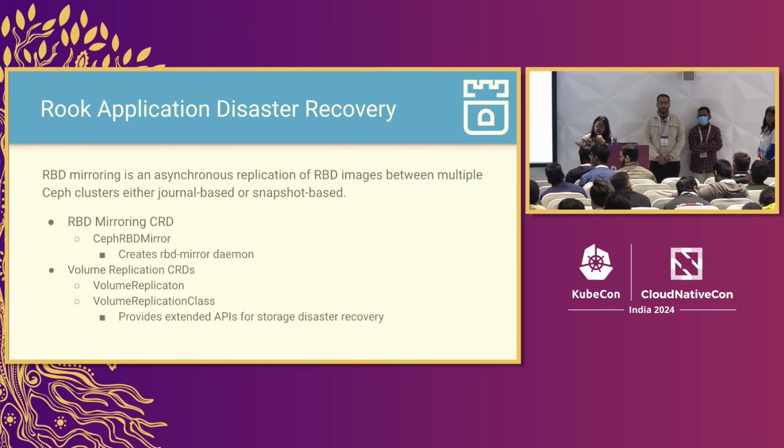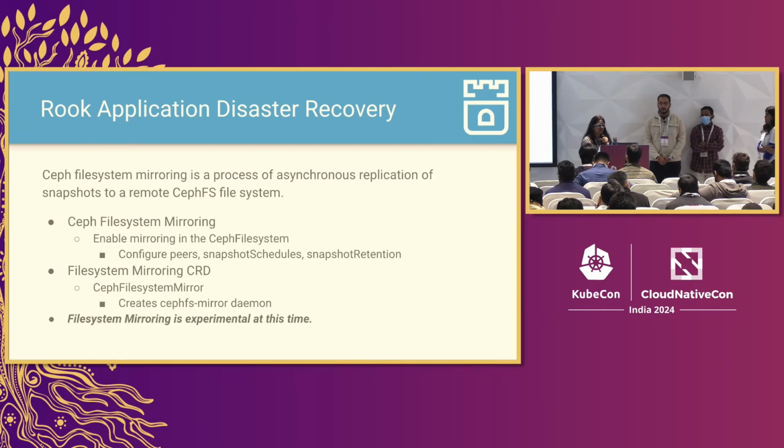If there is any failover case where one of the clusters or one of the data centers is down, then the volume replication will demote that particular image and promote the other one on the secondary cluster, where you can just access the image which was down here, hence reducing the recovery time. So this is the whole process that we do, and this is particularly for block mode. Similarly, we have the Ceph file system mirroring process as well.